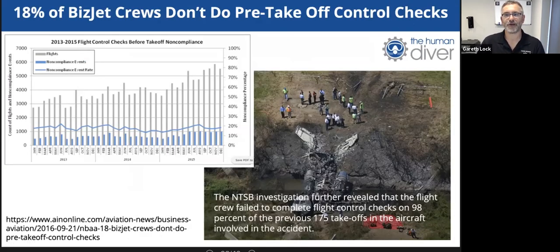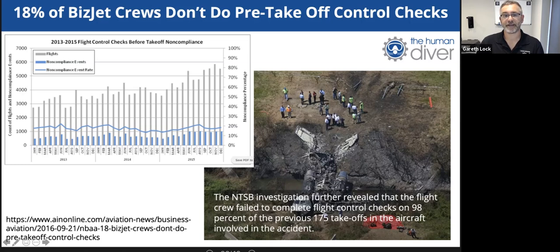Aviation, you'd think, would be ultra safe. No, there are still issues with this. If you go and look at this article here, it talks about some work that was done by the National Business Aviation Association, NBAA, looking at live business jet operations. And this 18% was made up of 2% who never did control checks in the survey they did, and 16% did partial control checks.